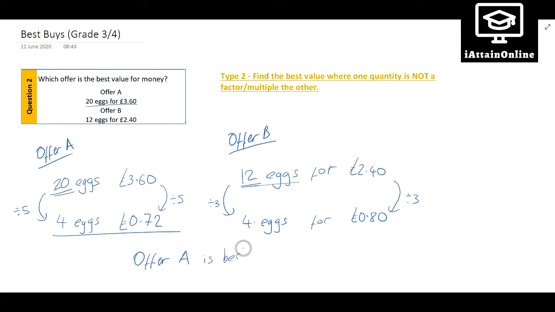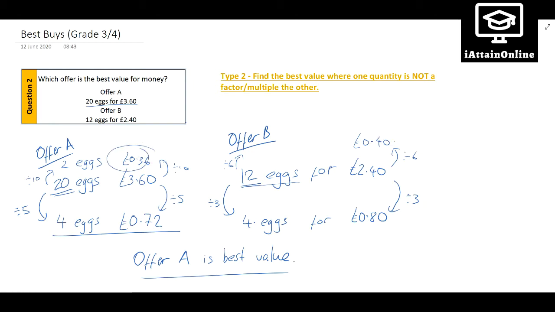Just to demonstrate a point, it doesn't matter what number you chose. So for example here, if I found the cost of 2 eggs instead, I've divided that by 10 and I've divided this by 10. That would tell me that 2 eggs would cost 36p using offer A, and to find the cost of 2 eggs here, I would have divided that by 6 and divided that by 6. So that tells me that was 40p.